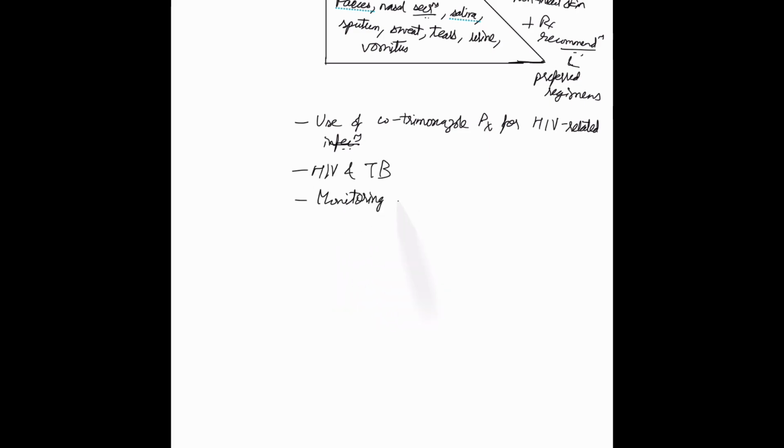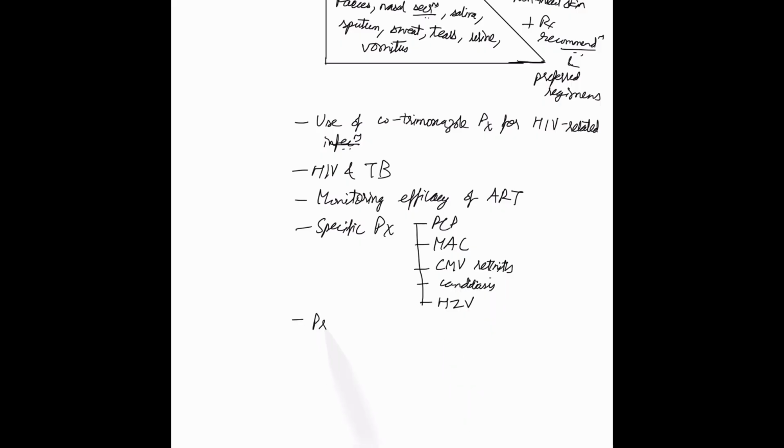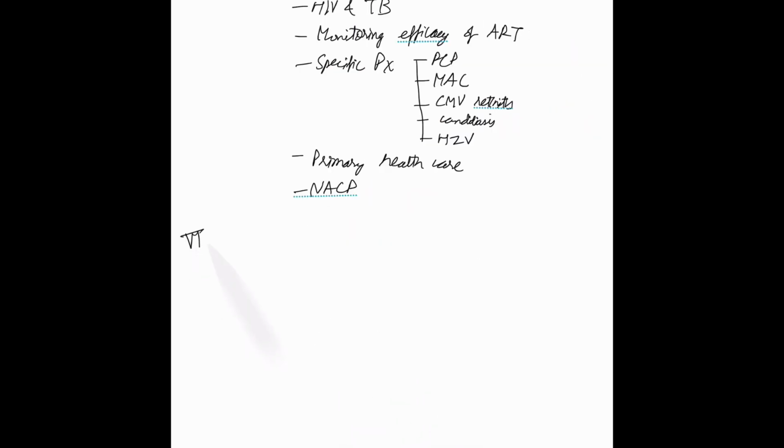co-infections, monitoring efficacy of ART, then specific prophylactic measures for PCP, pneumocystis pneumonia, Mycobacterium avium complex, MAC, cytomegalovirus retinitis, candidiasis, and herpes zoster virus. Then primary healthcare measures to tackle the spread of HIV, and of course NACP, the National AIDS Control Program.